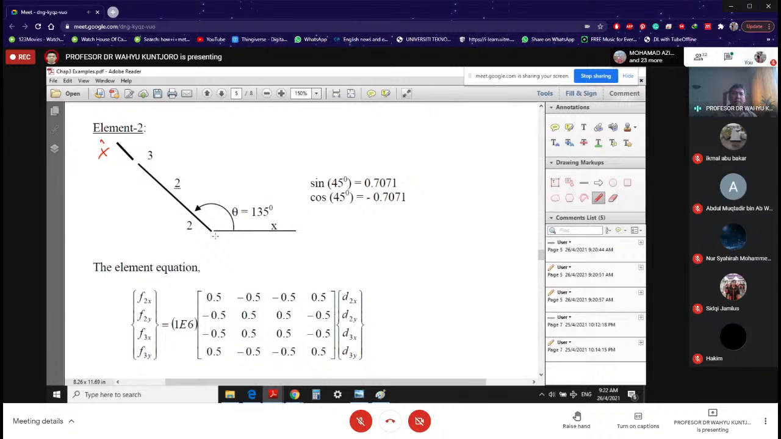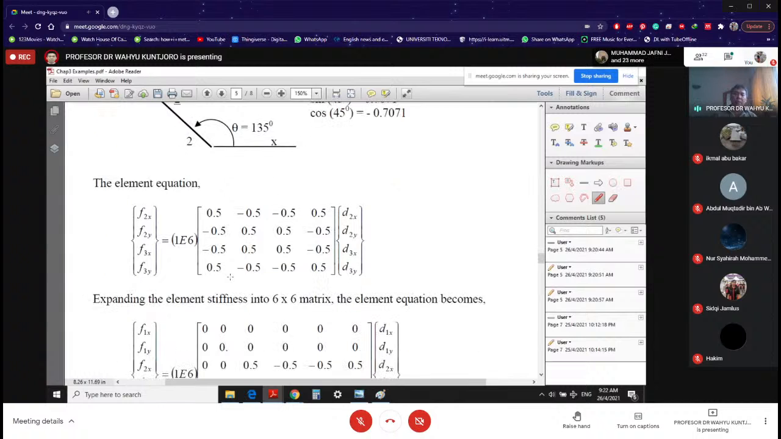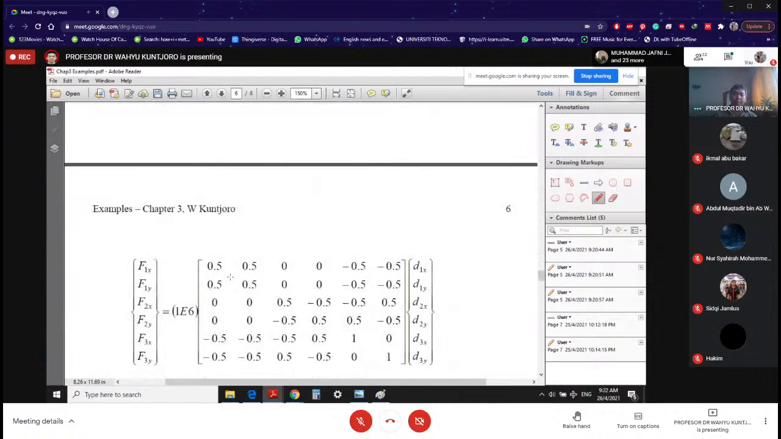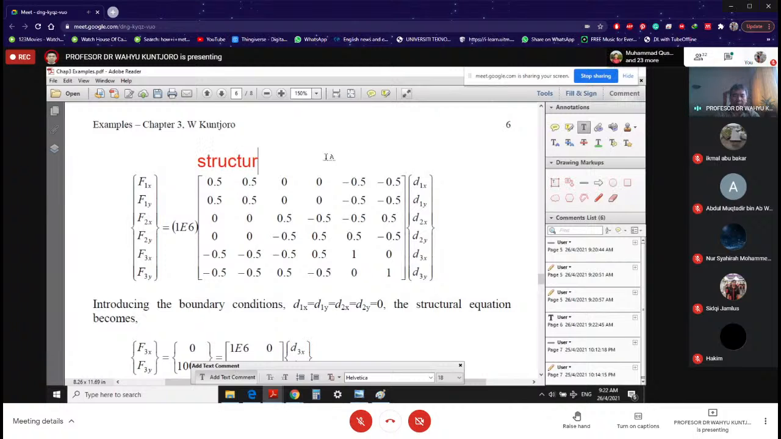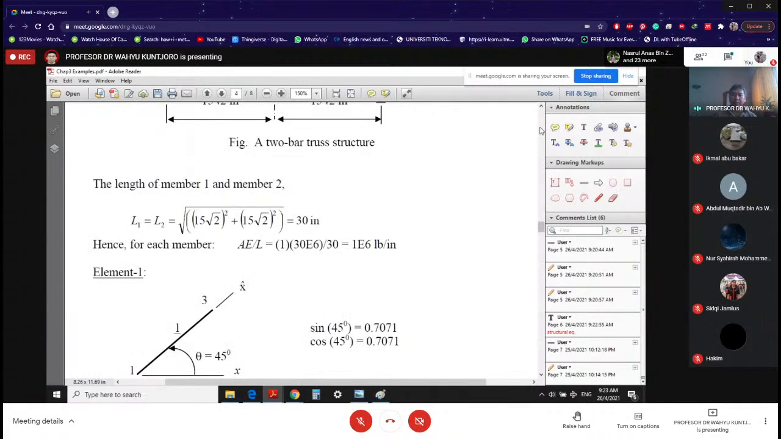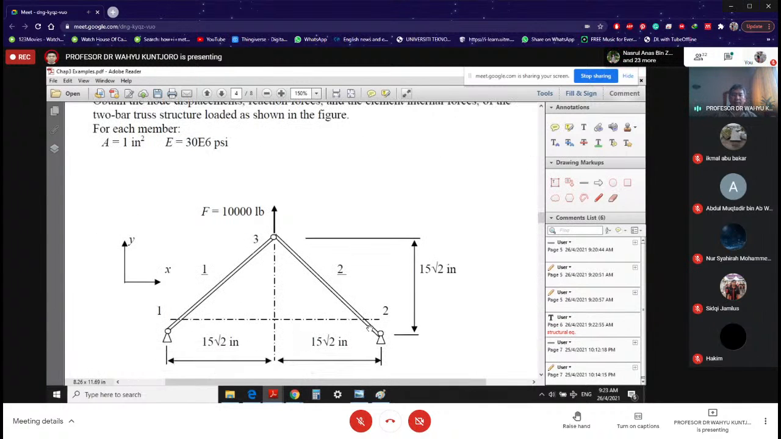Anyway, so now we have element number 1 and element number 2. Now you need to construct your structural equation. Sorry, not the element equation, but the structural equation. And you see here, it is 6 by 6. Why is it 6 by 6? Because if you look at your structure, you have 3 nodes, 1, 2, 3. This is not a bar.